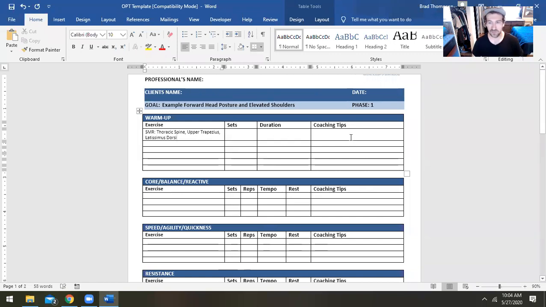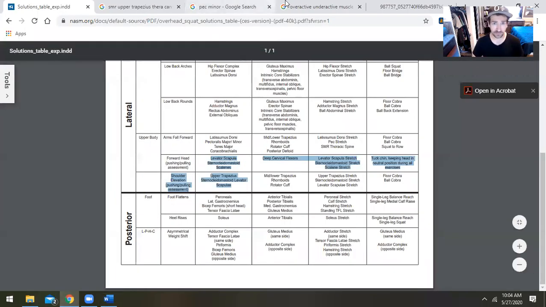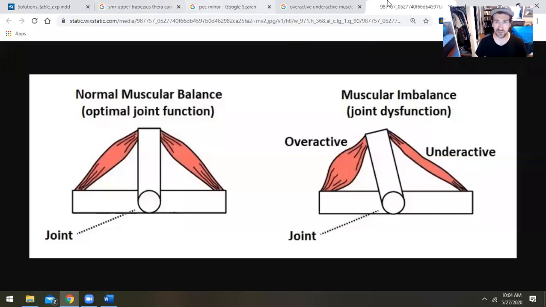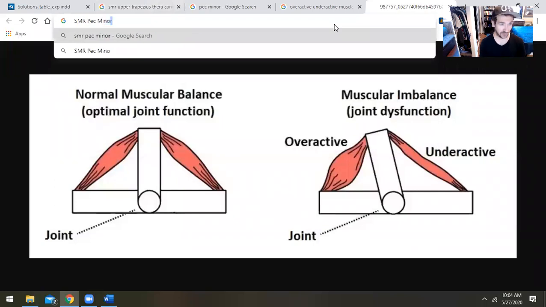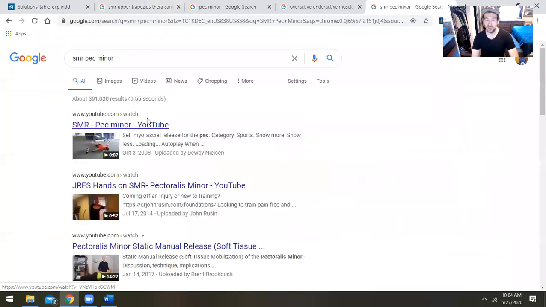Right? So coaching tip, for upper trapezius, use a lacrosse or tennis ball. Okay. Now there is one other one that's also pretty relevant here, similar to doing your lats.